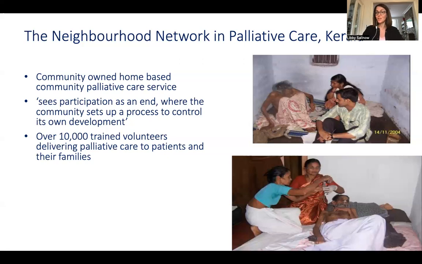So the aim really isn't just around providing the service, it's also to improve the community's ability to take action about anything that is facing it and anything that matters. And we've seen examples in Kerala of this happening. There are over 10,000 trained volunteers now delivering palliative care, and it's really transformed experiences in the whole state.